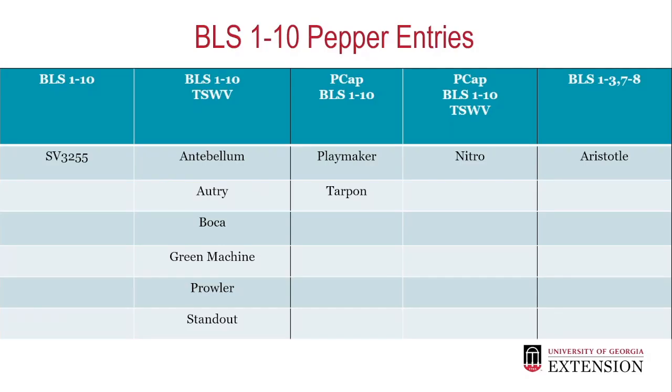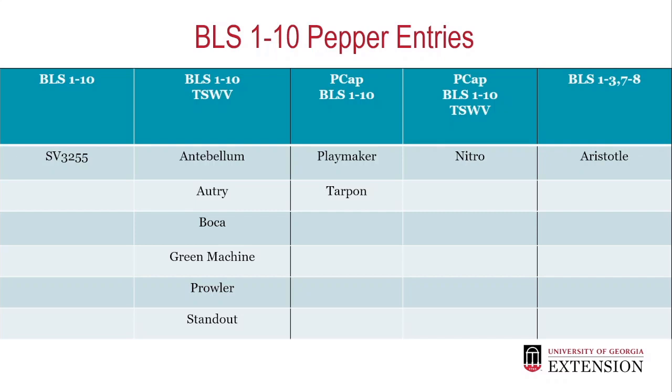Going to the bacteria, so there's a different set of material. I had the same checks, but now I'm looking at varieties that are resistant to bacterial leaf spot race 1 through 10, which is our predominant foliar disease here in Georgia in pepper due to our warm, humid climate.